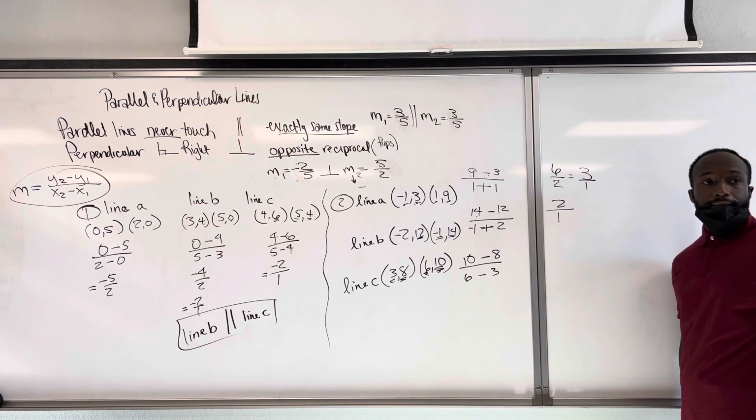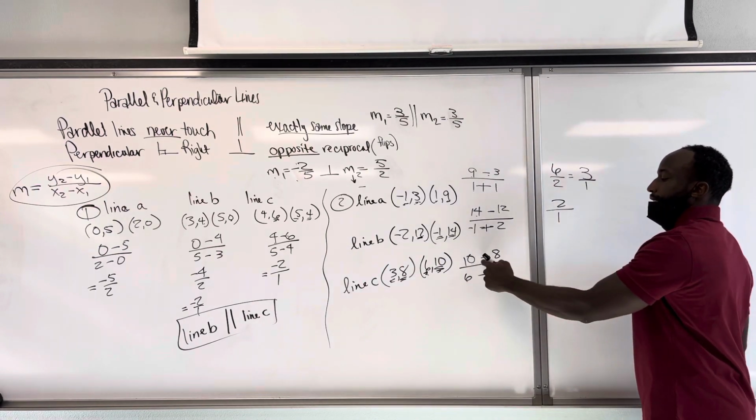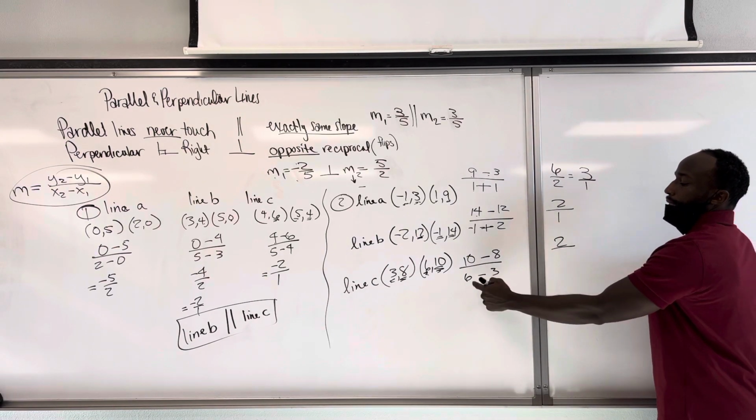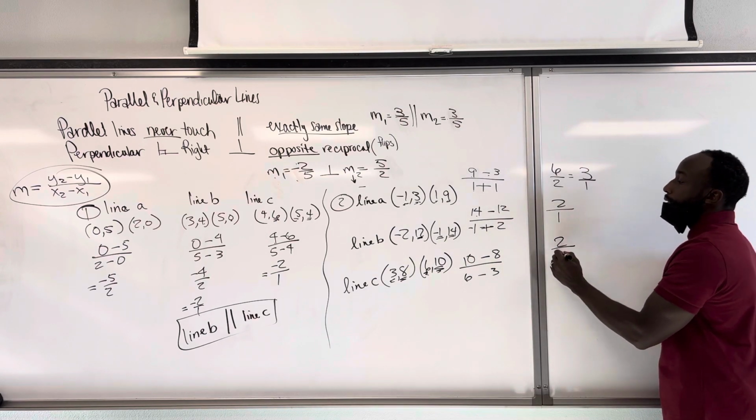We good so far? Everybody good so far? Give me a head nod. Good? All right, cool. So it's 10 minus 8, which is 2. 2 over 3. 6 minus 3. 2 over 3.